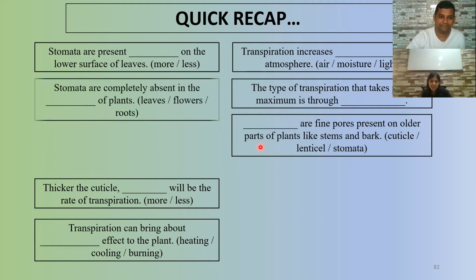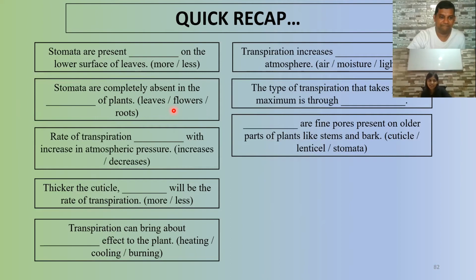Stomata are completely absent in the dash of the plant. Leaves, no. Flowers, root. It is the roots. They are underground, so why would they have stomata? Yes. Next.